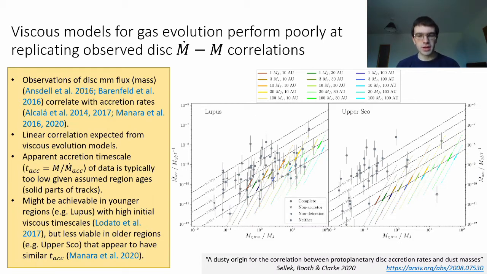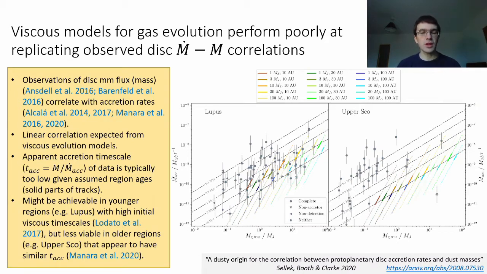I recently published this work along with Richard Booth and Cathy Clark as "A dusty origin for the correlation between protoplanetary disk accretion rates and dust masses", and I've linked to it on the bottom of all the poster slides, so if you're interested you can find out more about the assumptions about the dust that we investigated.